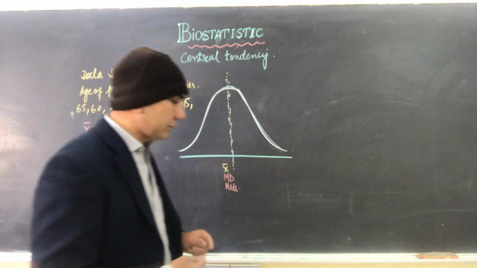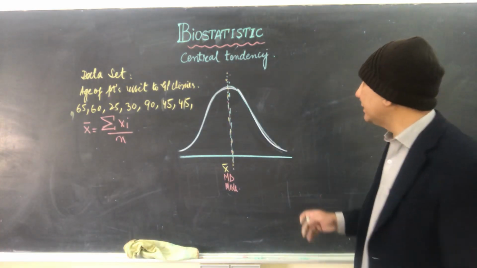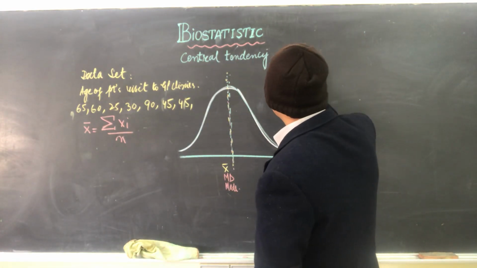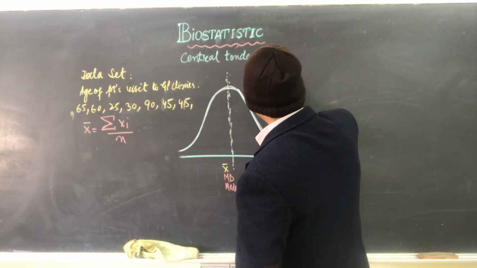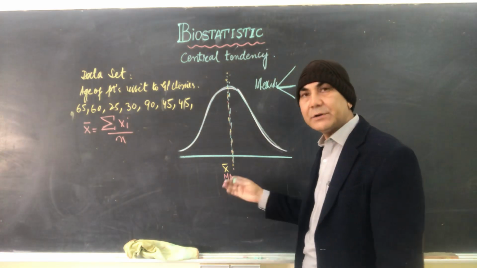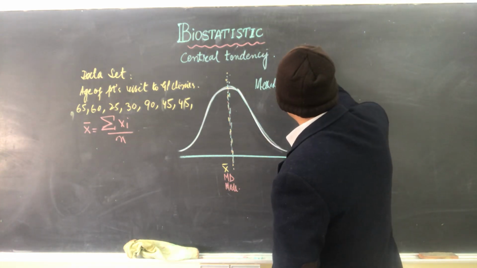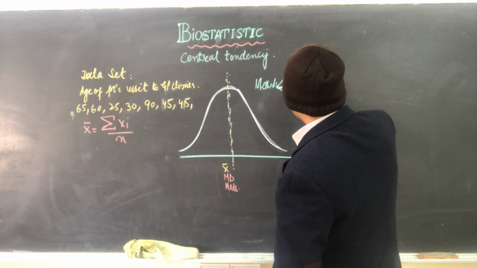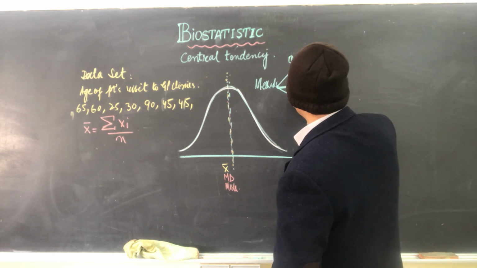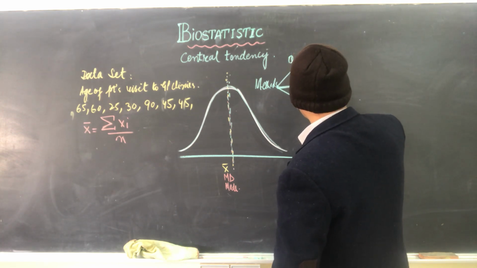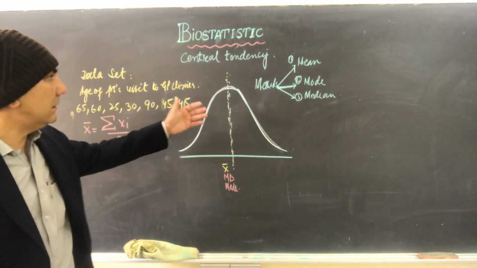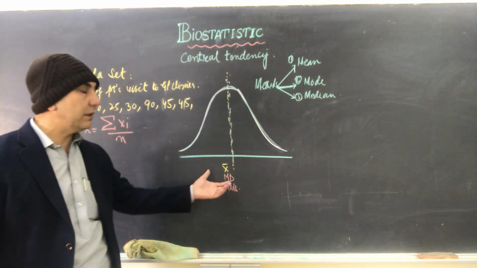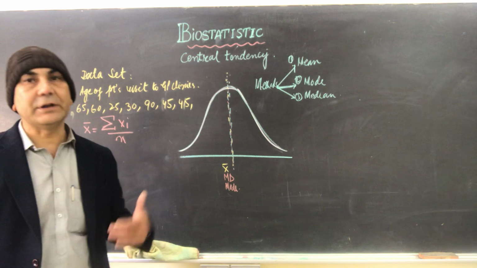So how will we measure the central tendency? To measure the central tendency, we have three methods. The first method is called the mean, the second is called the mode, and the third is called the median. By the mean, mode and median, we can measure the central tendency of any data set.